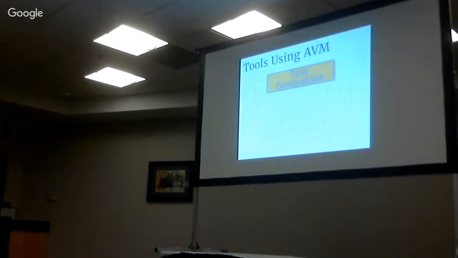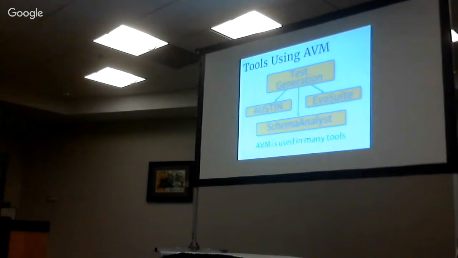Now, after addressing that key challenge, let me talk very briefly about some tools that use the alternating variable method. One big area is test data generation. And in fact, there are numerous tools that have used an AVM or something like the AVM in order to generate test data in an automated fashion. For example, the Austin tool generates test data for C programs. The EvoSuite tool is able to generate test suites for Java programs. And the Schema Analyst tool is able to generate test data for relational database schemas. All of these tools use some type of AVM.